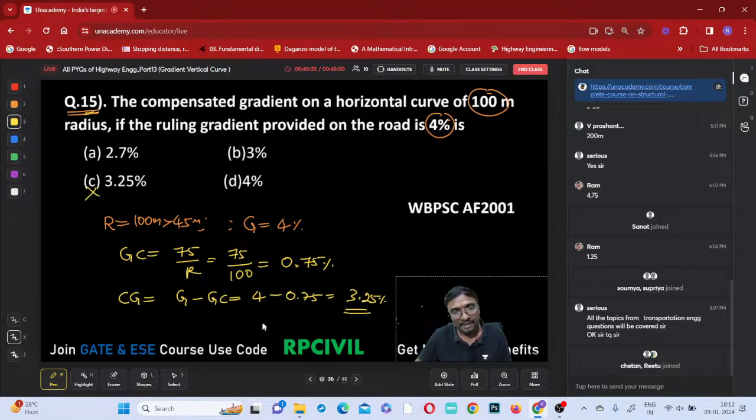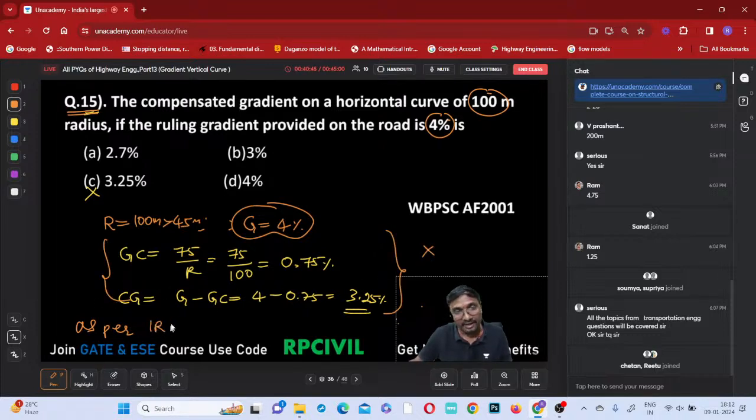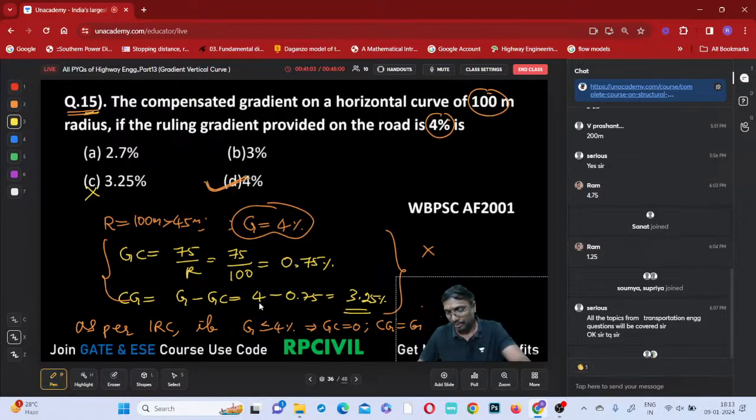But that is wrong. Because here this is 4%. As per IRC, this entire one is wrong. As per IRC, if the gradient is lesser than or equal to 4%, the grade compensation is 0. So compensated gradient will be equal to the original gradient. Yes, 4% will be the correct answer. Got it now? So you have to be careful.